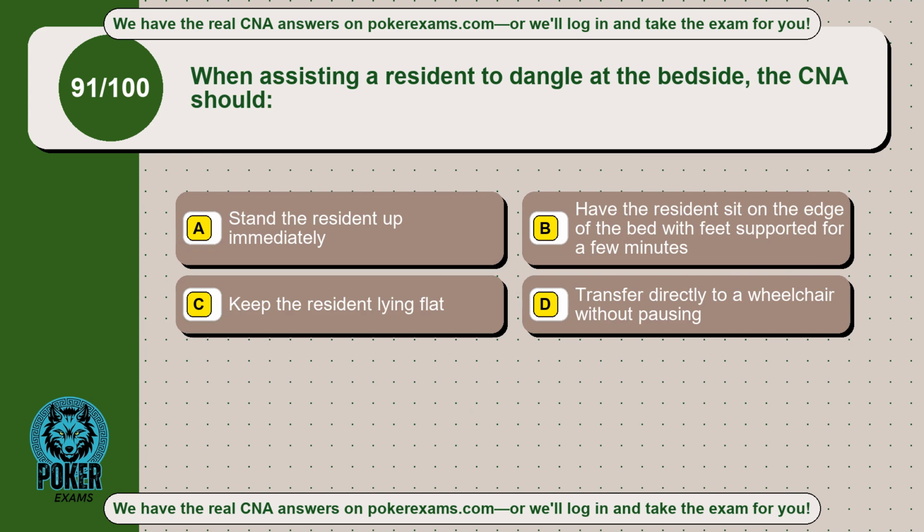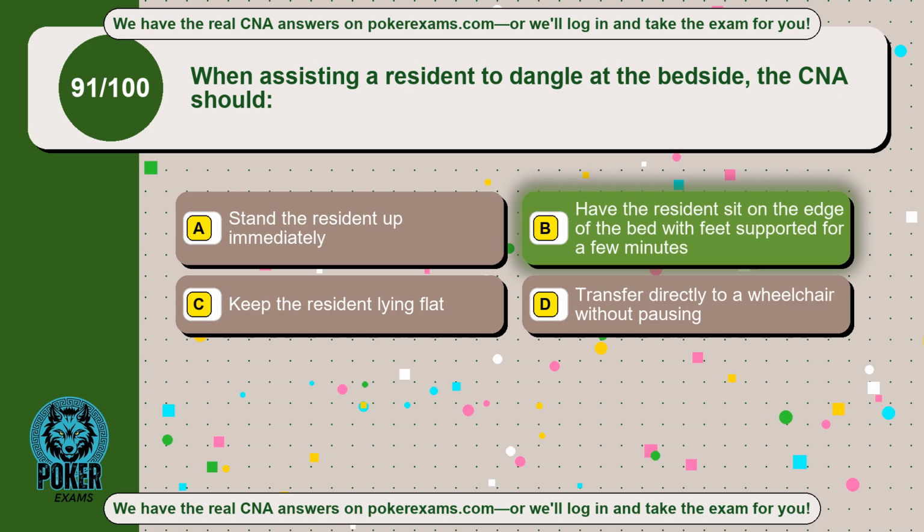Question 91. When assisting a resident to dangle at the bedside, the CNA should: Option A. Stand the resident up immediately. Option B. Have the resident sit on the edge of the bed with feet supported for a few minutes. Option C. Keep the resident lying flat. Option D. Transfer directly to a wheelchair without pausing.